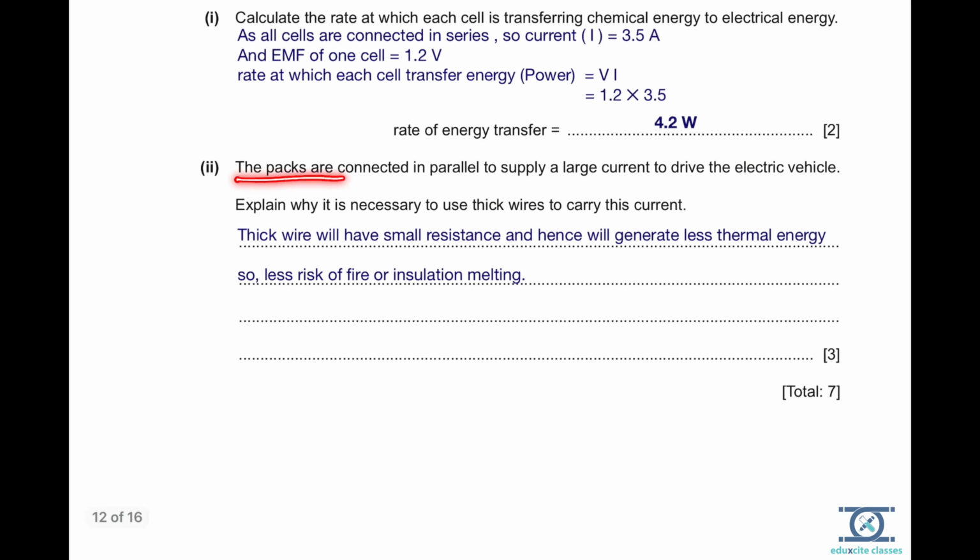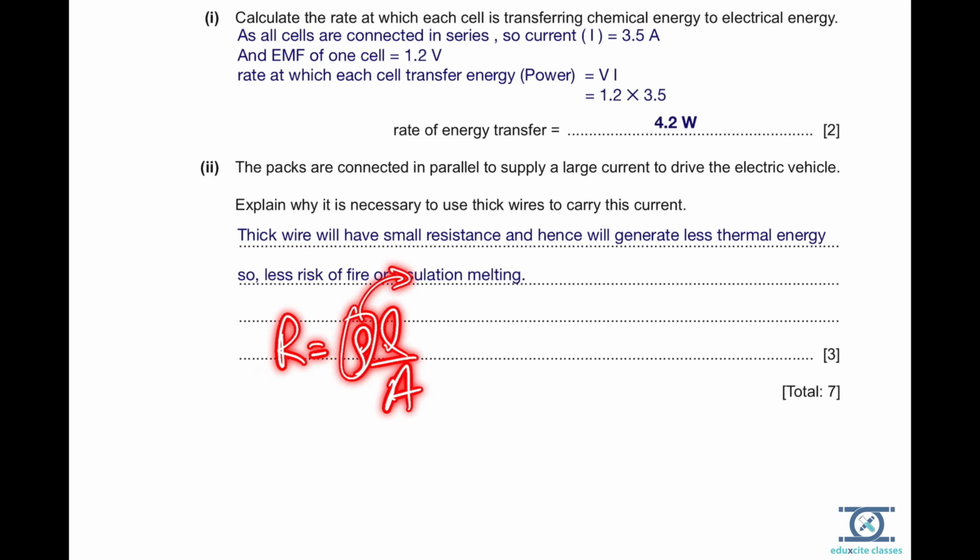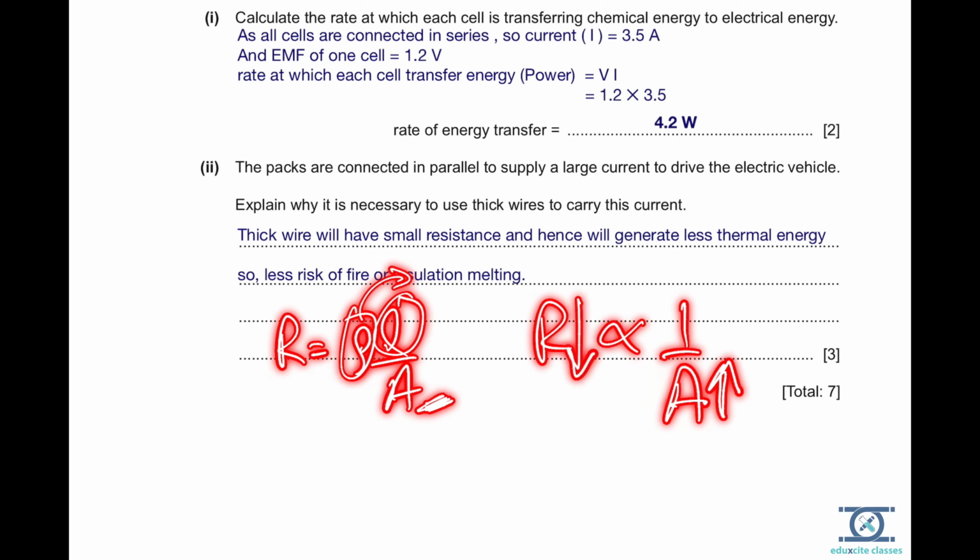Second part: the packs are connected in parallel to supply large current to drive the electric vehicle. Explain why it is necessary to use thick wire to carry this current. As they are connected in parallel, the current will sum up. So thick wire will have small resistance, so it will allow the current to flow through it. Resistance is R equals rho L by A, where rho is the resistivity, L is the length and A is the area of cross section. So R is inversely proportional to the area of cross section of the wire. The thicker the wire, the less the resistance.